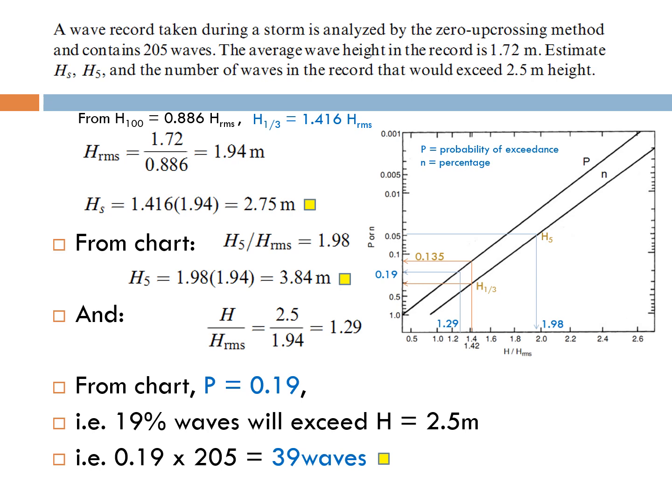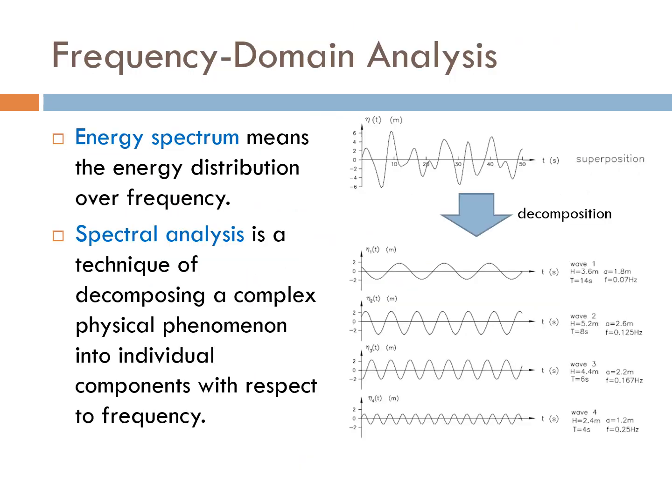2.5. We'll discuss the time domain analysis, and now we're going to move on to the frequency domain analysis. Now, as we've mentioned previously, the wave observation record is made up of a superposition of a large number of waves with different wave heights and also different wave periods. So essentially, the energy spectrum means the energy distribution over frequency. That means how much energy there is for a particular frequency or for a particular wave period.